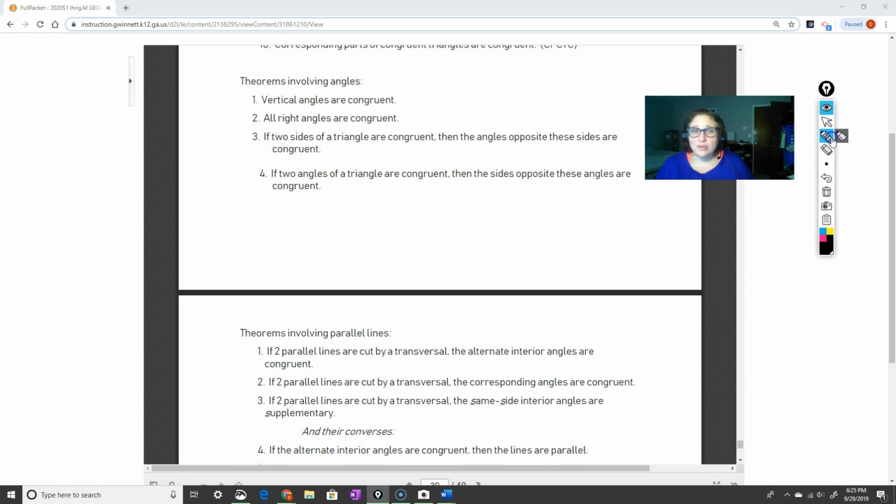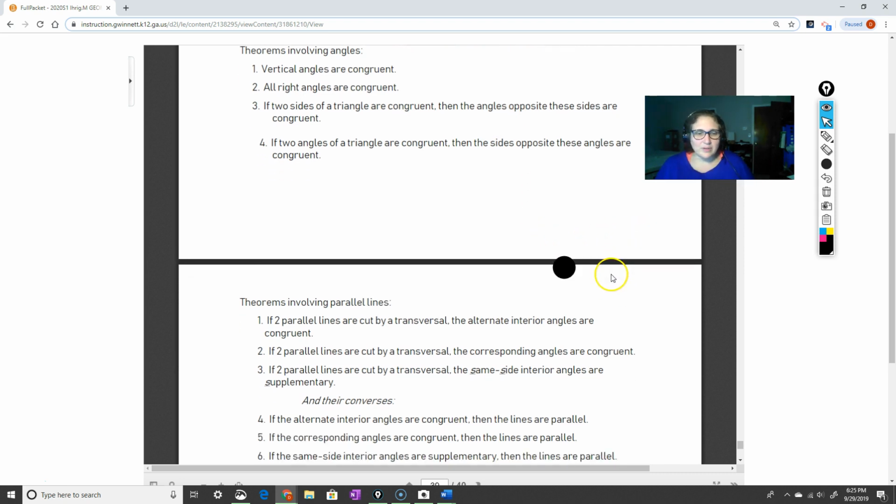Things about angles, you've learned that vertical angles are congruent. You've learned all right angles are congruent. You know that if two sides of a triangle are congruent, then the angles opposite them are congruent. If two angles are congruent, then the opposite sides are also congruent. Down here, I think I misspoke on this one. If two sides of a triangle are congruent, then the angles opposite. This is the isosceles triangle theorem. I'm sorry. That's what that one is saying.